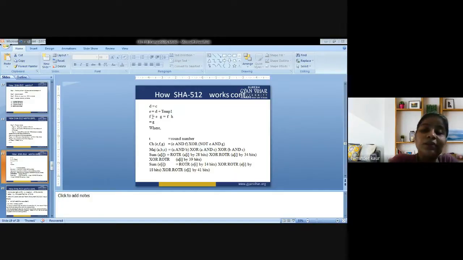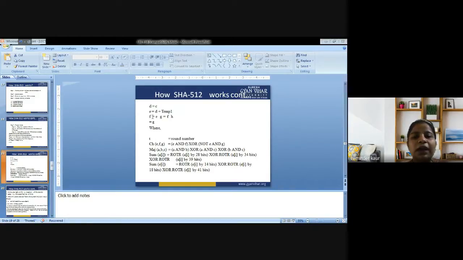These are the descriptions of the terms we have discussed, where T is the round number. Ch of E, F, G is E and F XORed with not E and G. Maj of A, B, C is A and B, XORed with A and C, again XORed with B and C. Next is sum of A, that is rotation ROTR of A by 28 bits, right bit rotation. It is XORed with ROTR of A by 34 bits.